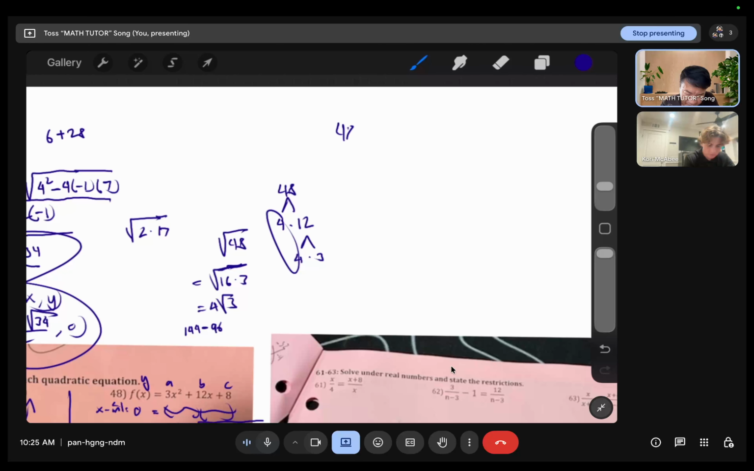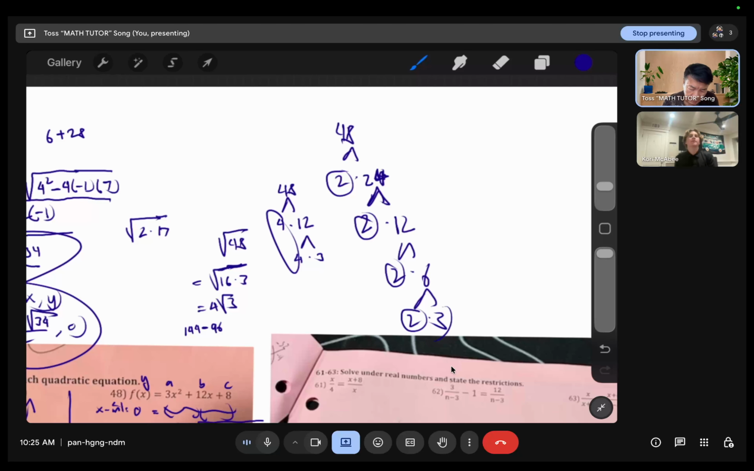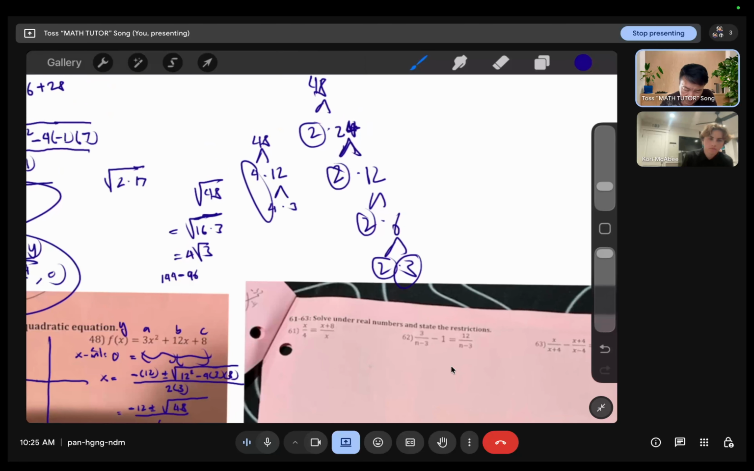You do it like half everything. Here we go. 2 times 24. Circle the prime number. 2 is your prime. 24, double check. Yes, 2 times 24. Break that up again. 2 times 12. Continue. 2 times 6. Continue. 2 times 3. Okay, so circle all your primes and then gather them back.